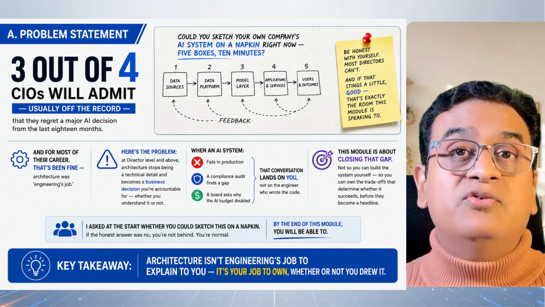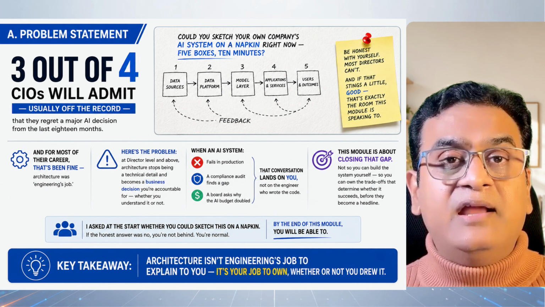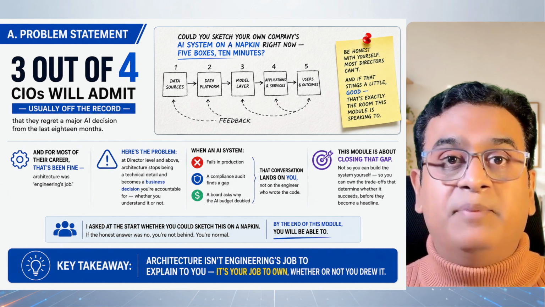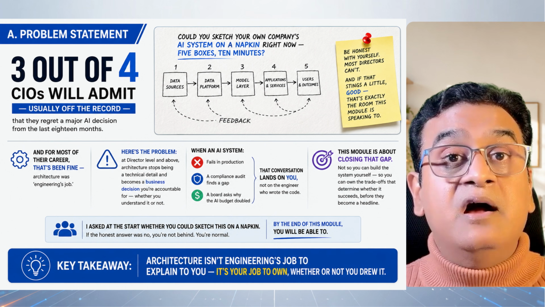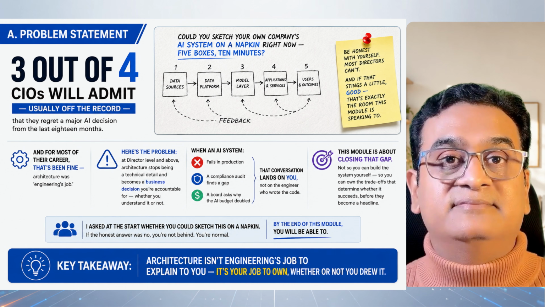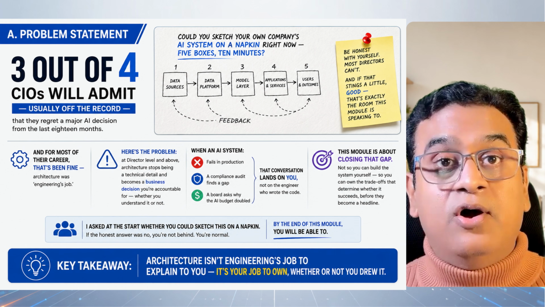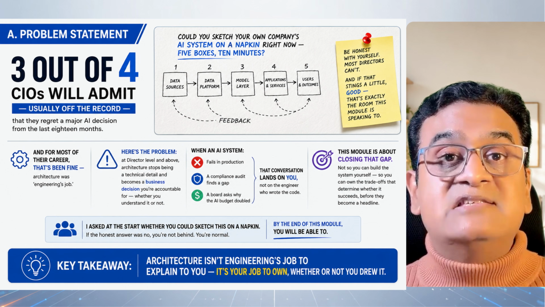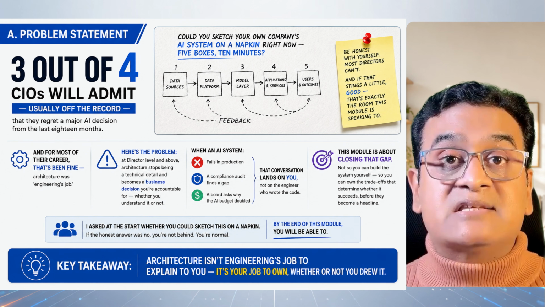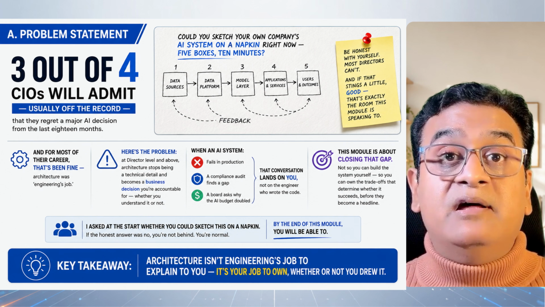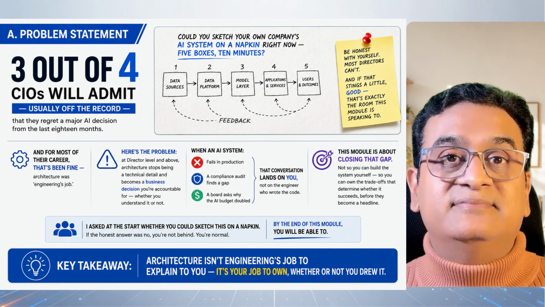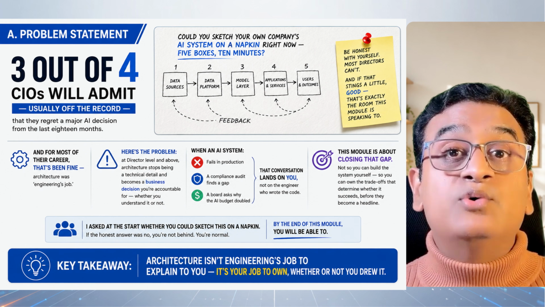And for most of their career, that's been fine. Architecture was the engineer's job. Here's the problem. At director level and above, architecture stops being a technical detail and becomes a business decision you are accountable for. Whether you understand it or not, when an AI system fails in production, when a compliance audit finds a gap, when a board asks why the AI budget doubled, that conversation lands on you, not on the engineer who wrote the code. This module is about closing that gap.